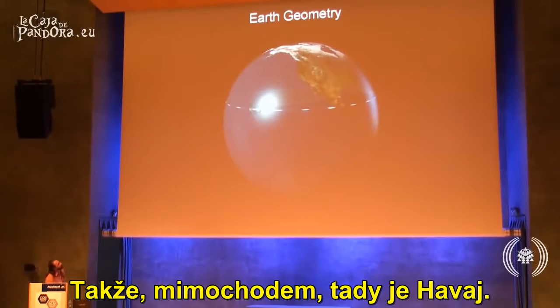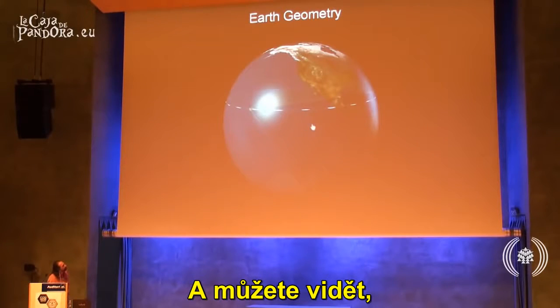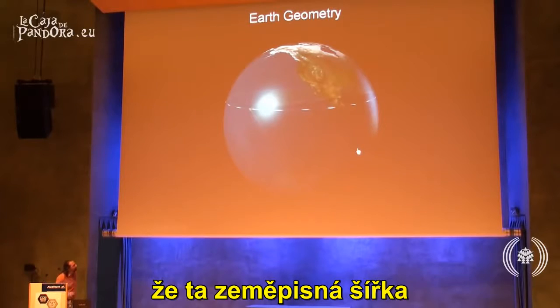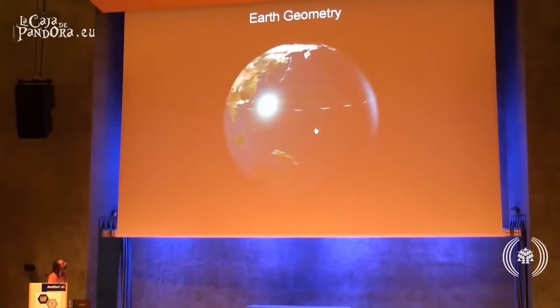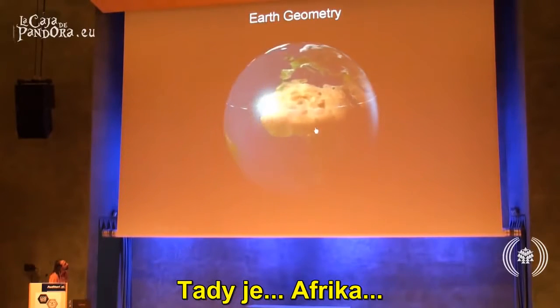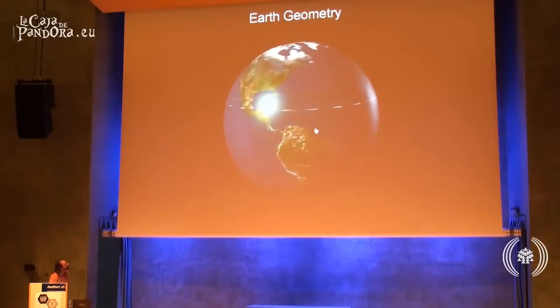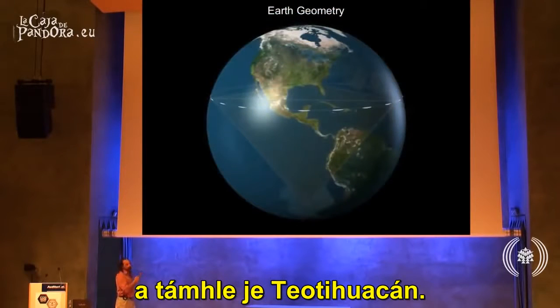So, by the way, here's Hawaii. This is actually why I live in Hawaii. And you can see that latitude goes over, let's see if I can rotate it a little more. There's Africa. You can see that it goes over where Mexico City is. And so this is Teotihuacan right there.